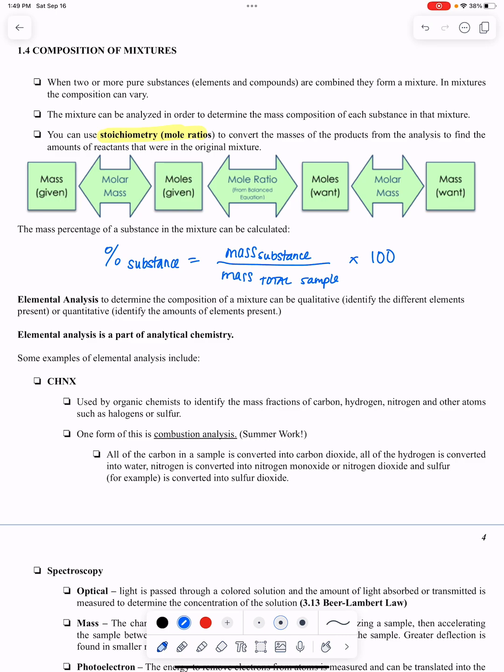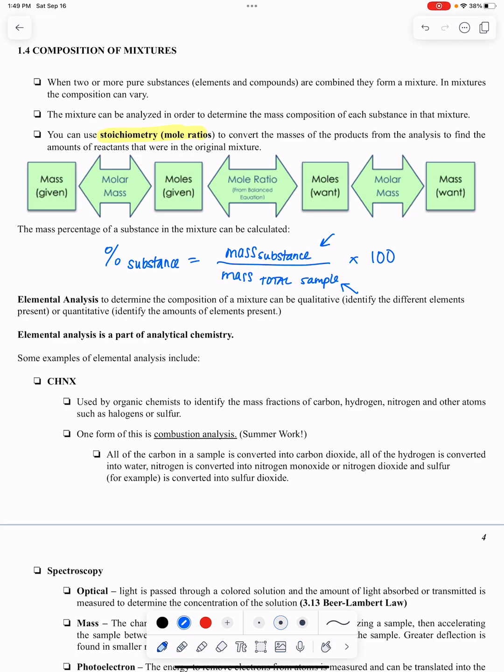In class we mentioned that if I have a mixture of some samples, I could figure out through stoichiometry the percentage of that substance in the mixture. If I know the mass of the substance and I know the mass of the total sample, if I divide those two and multiply by 100, I'll get my percentage of substance.